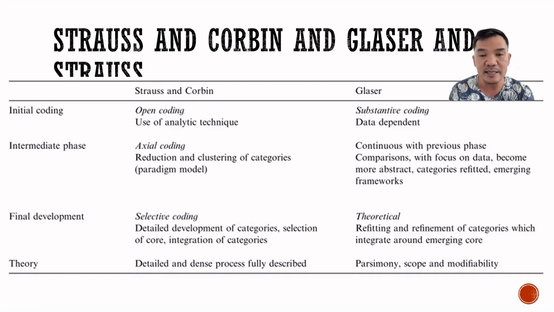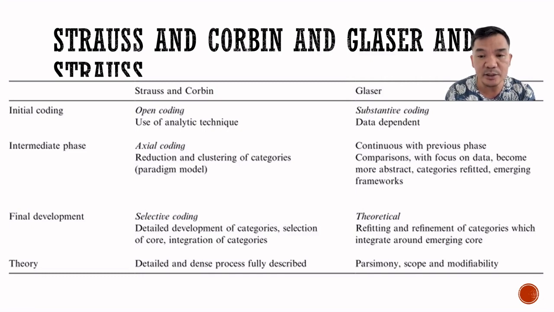We have Strauss and Corbin. They use open coding, or the use of analytical technique, while Glaser defined this as substantive coding, which is data dependent. So meaning, in the use of analytical technique, you might be framed by the field where you came from. So for example, if your degree is related to business, that means you will be oriented in how you code in the business approach, while the substantive coding of Glaser doesn't actually define which orientation you came from.